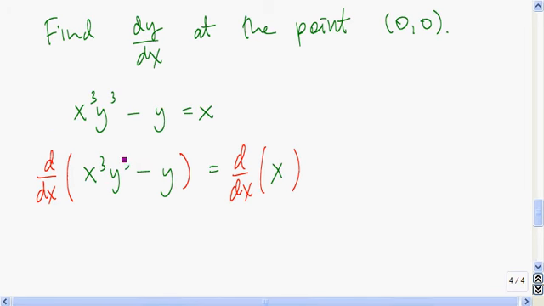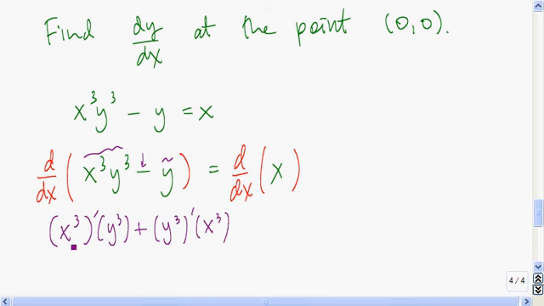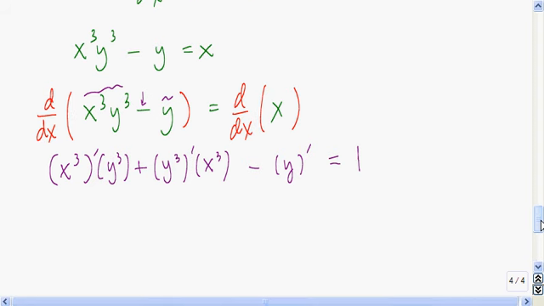We're going to find the derivative of this side by finding the derivative of this and then subtracting the derivative of this. To get the derivative of x cubed y cubed, we need to use the product rule. So we have the derivative of the first times the second plus the derivative of the second times the first, then minus the derivative of y, and that equals the derivative with respect to x of x, which is just 1. Why don't you press pause while you work on these derivatives?